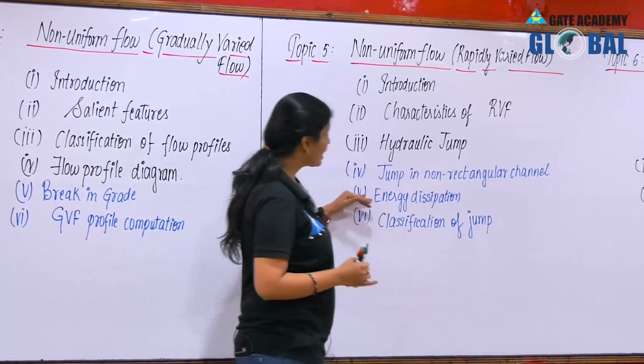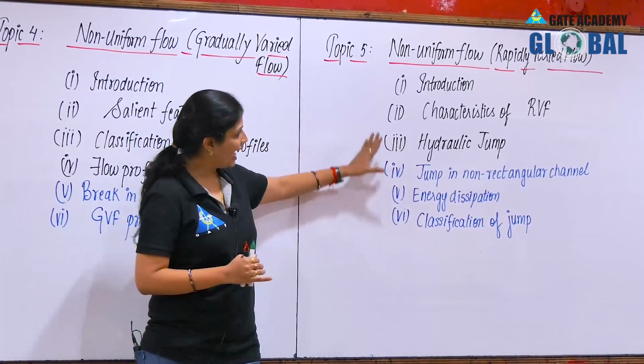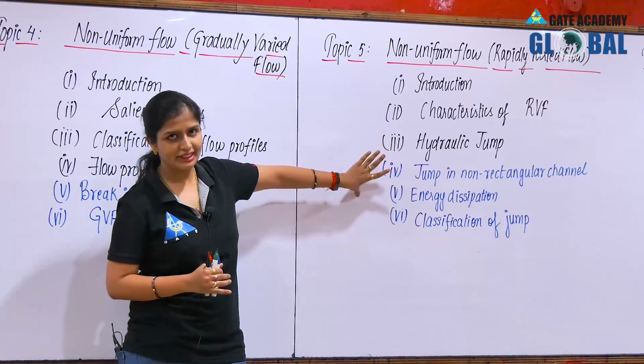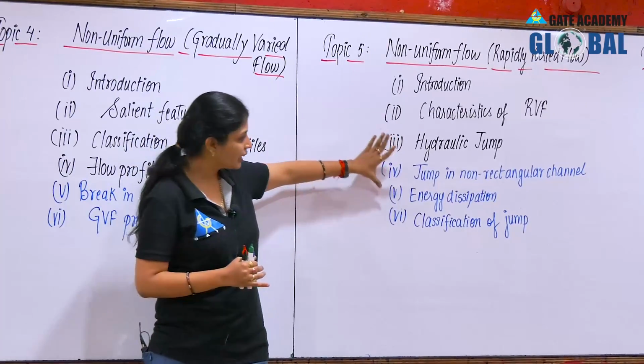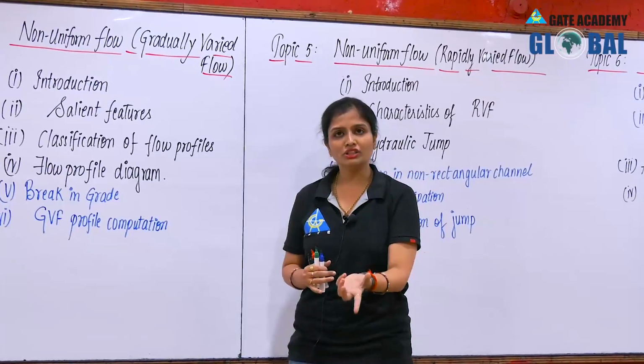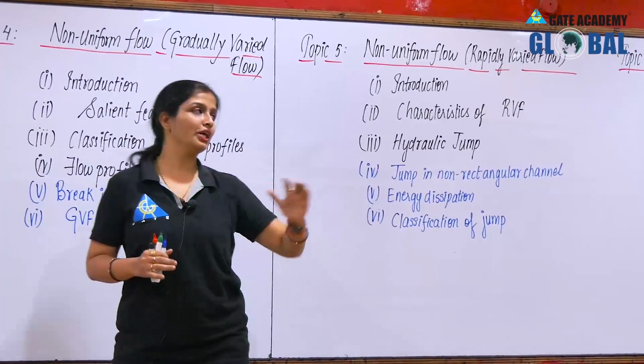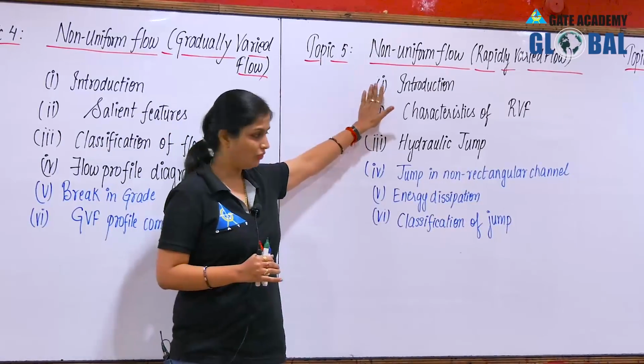Fine. Then the 5th one is your energy dissipation. Basically hydraulic jump is used for energy dissipation only. So how you can calculate the dissipated energy, the energy loss, exclusively for rectangular channel sections, all these are encountered in your rapidly varied flow.